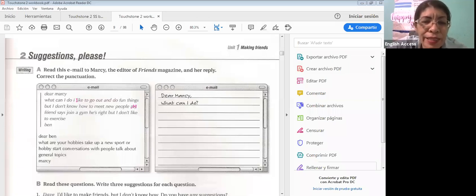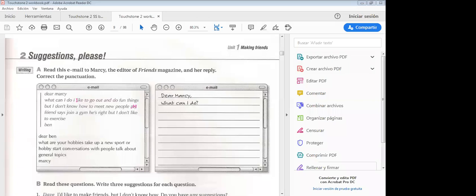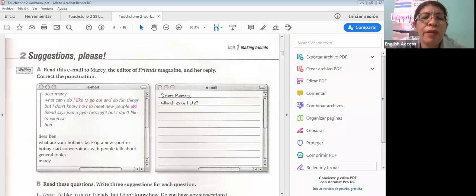And then it says, take up a new sport or hobby. Start conversation with people. Talk about general topics. You can use the chat. You can type your answers if you want to. So what are your hobbies? And then capital T, yes, take up a new sport or hobby.